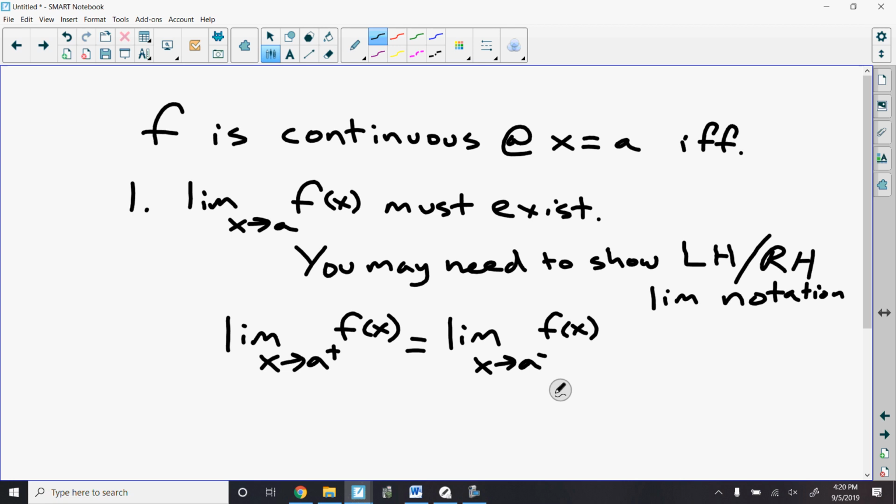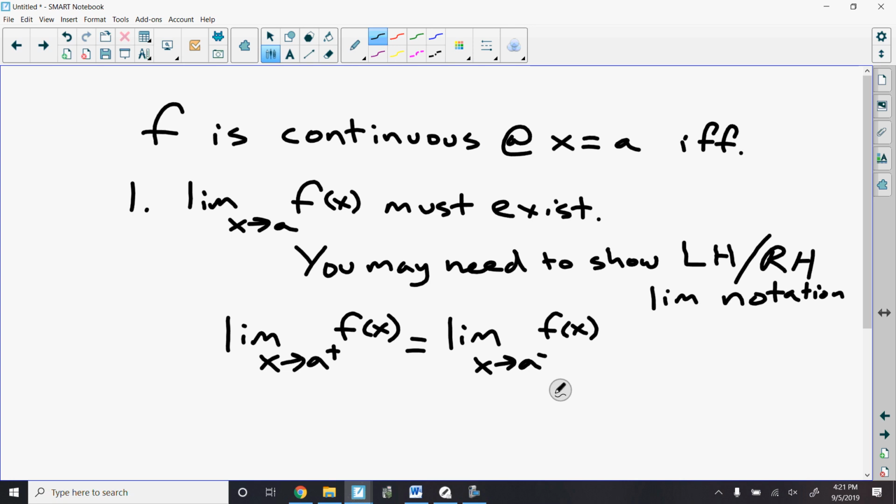If the limit doesn't exist, like if you get 2 different answers for your right-hand and your left-hand limit, let's say you get 10 and 15, then we know we have a jump discontinuity. If you're getting infinity or negative infinity for your right-hand and left-hand limits, then we're going to have discontinuity due to a vertical asymptote. But if the limit exists, that's just step 1 in proving continuity. It doesn't mean that the function is continuous. It just means it passes step 1.